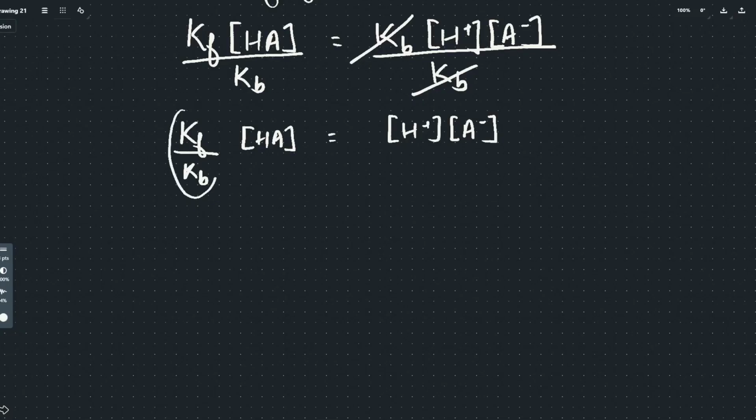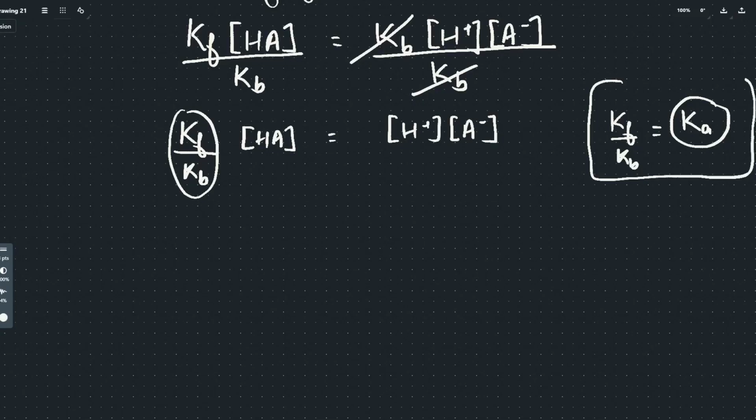This kf over kb is actually a constant, and for acid we call it Ka. So kf over kb is the dissociation constant of acid, which is called Ka. Now Ka depends upon the strength of an acid. If acid is a strong acid, it means that this forward reaction will be very high. The rate of forward reaction will be very high as compared to backward reaction. So this Ka will be high for a strong acid and it will be low for a weak acid.